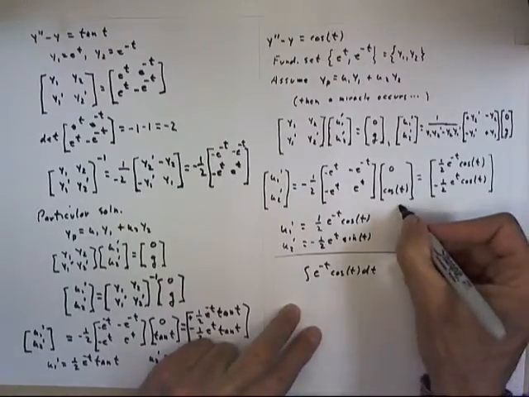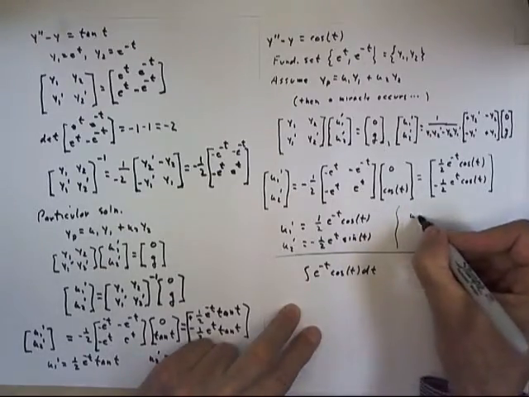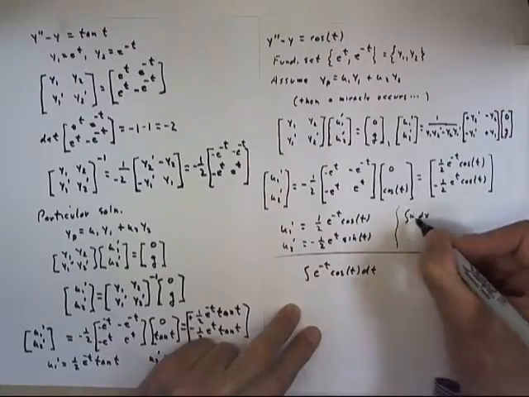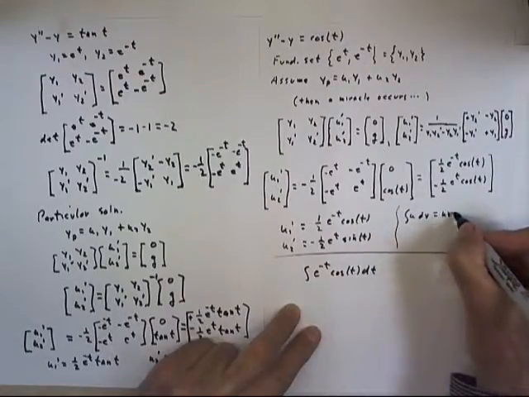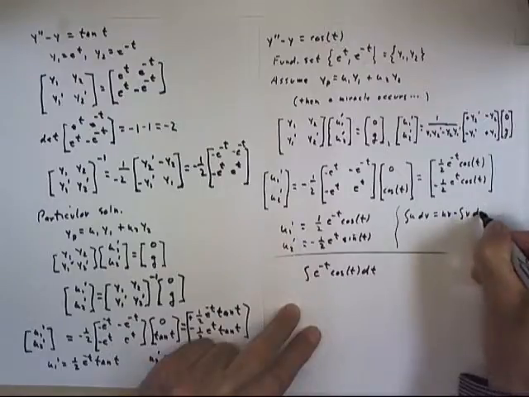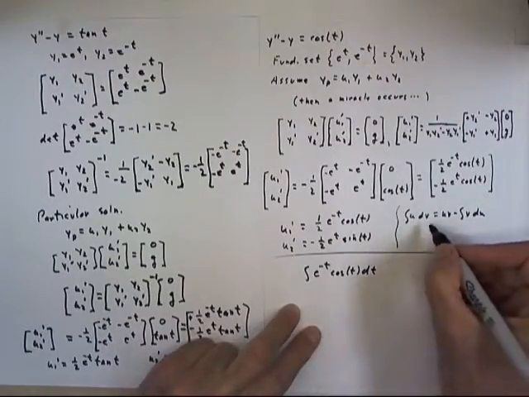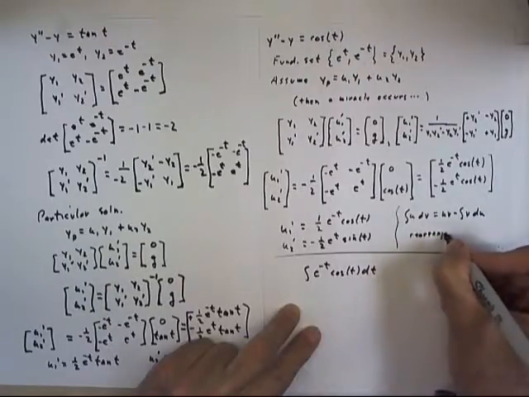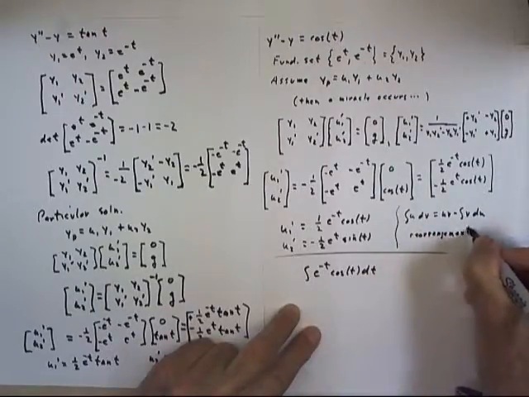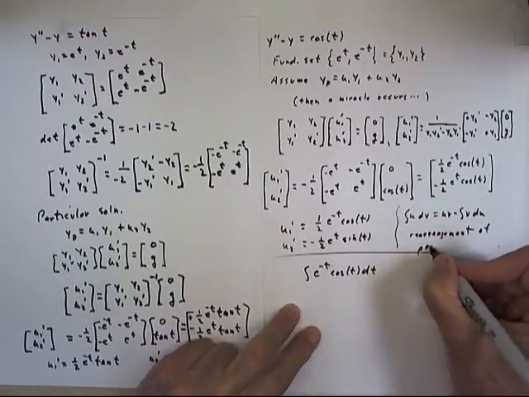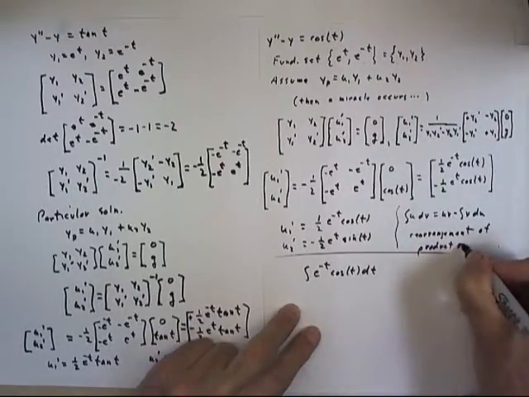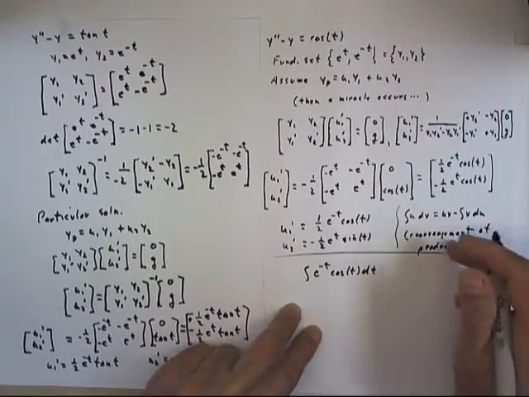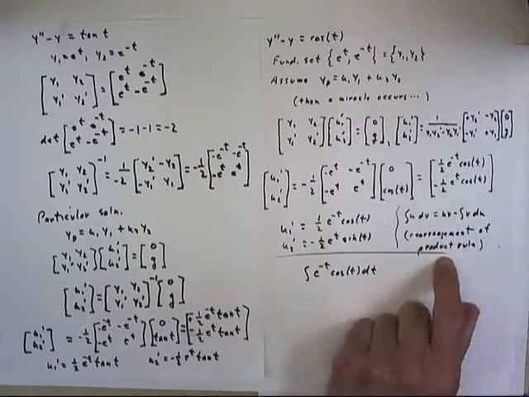Our integration by parts formula says that basically the integral of u dv equals uv minus the integral of v du. And this is just a rearrangement of the product rule. I'm not going to explain how that's a rearrangement of the product rule, but if you see how this is a rearrangement of the product rule, you're less likely to forget it.